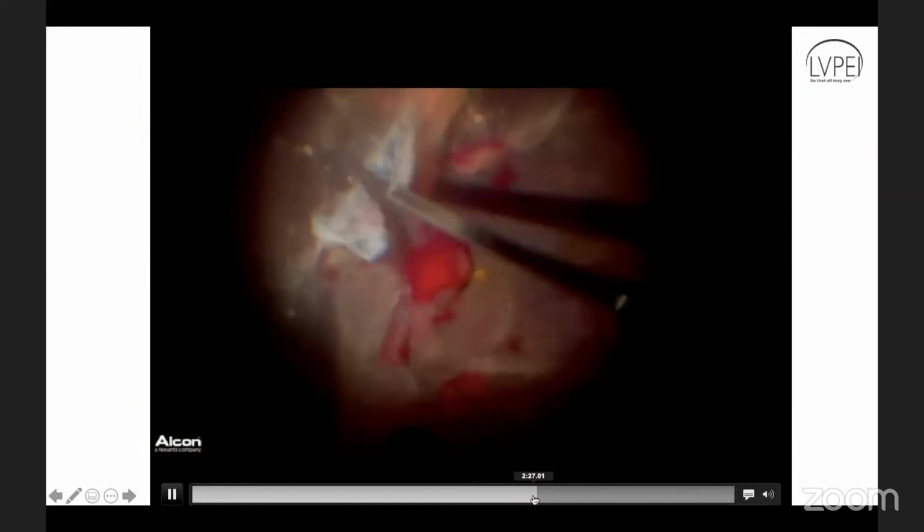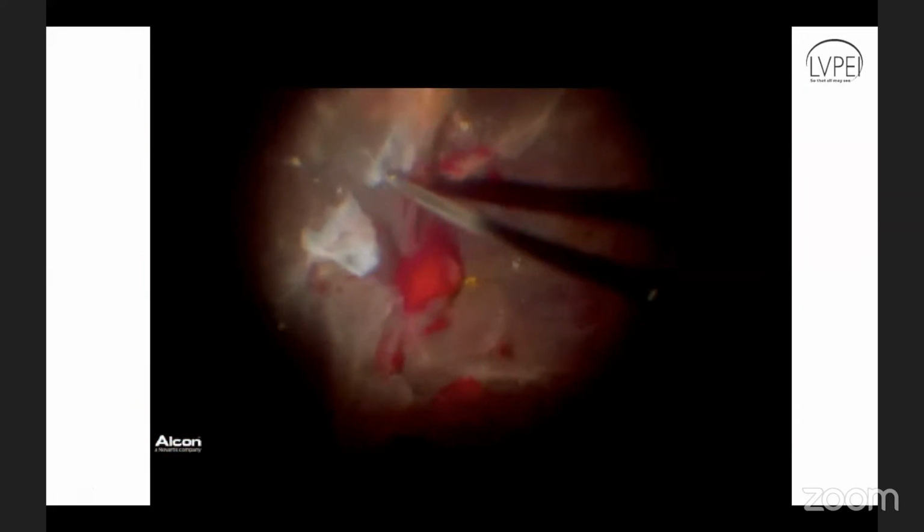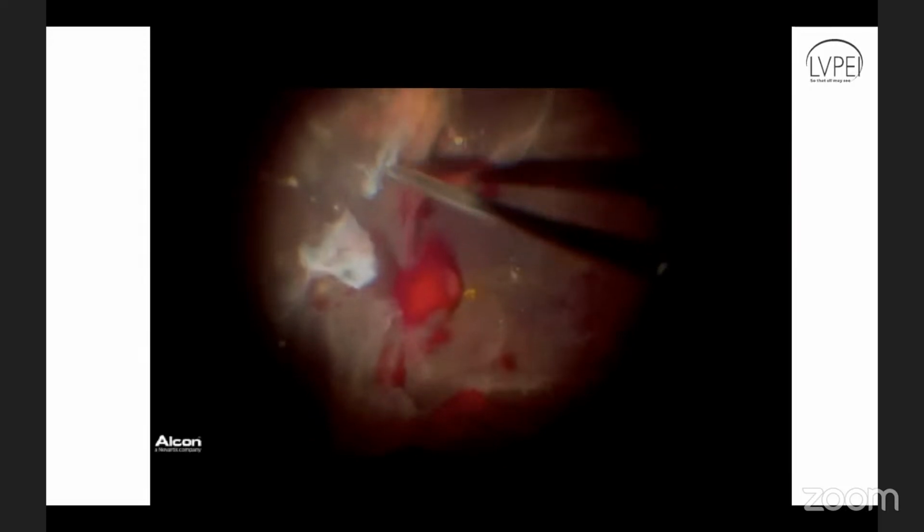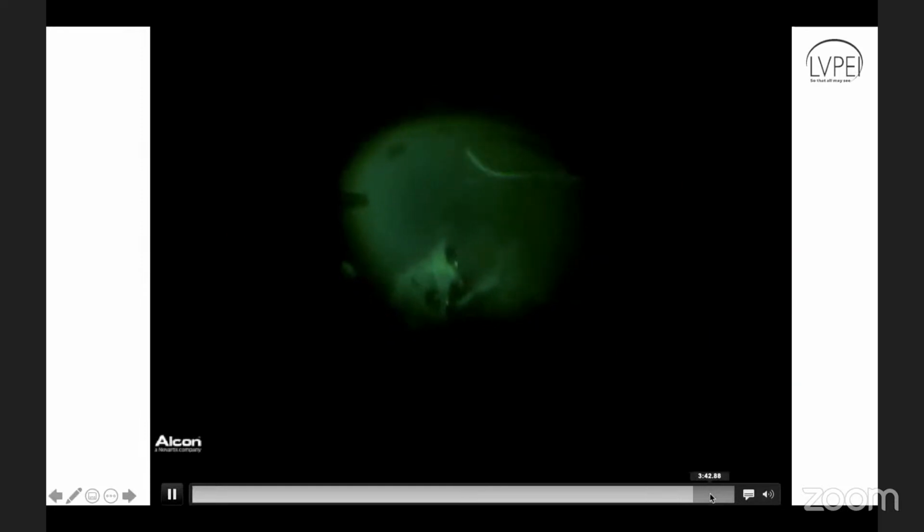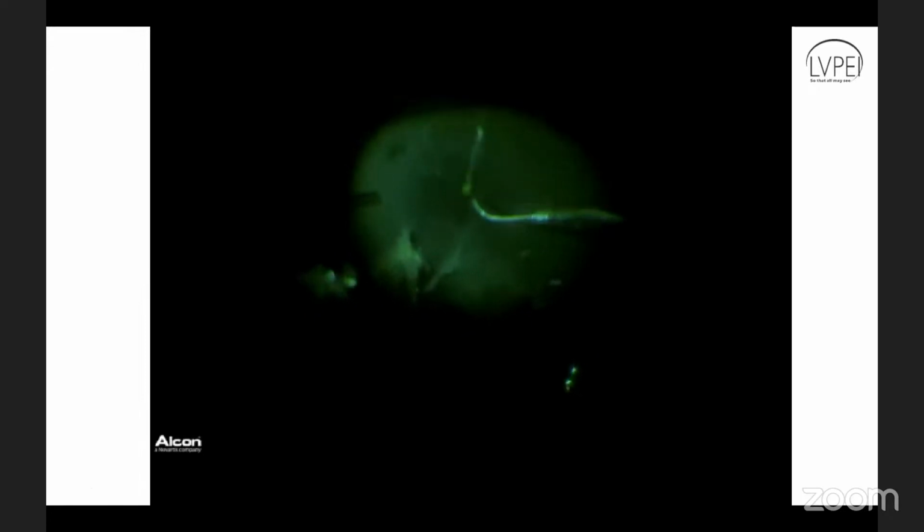You have to be very gentle because otherwise you can create retinal breaks. And once you complete the removal of all the membranes, in the final stage you can use the cutter to just remove all of them. This is a different color channel that I'm using, but the entire membrane more or less has been removed, and then you can do the fluid air exchange and laser in these patients at the end of the surgery. You can see the endolaser being done at the end.